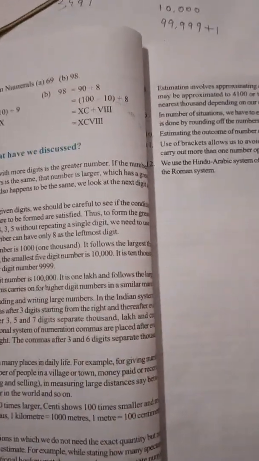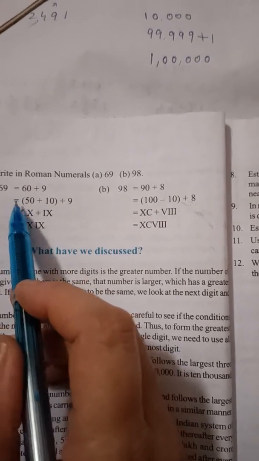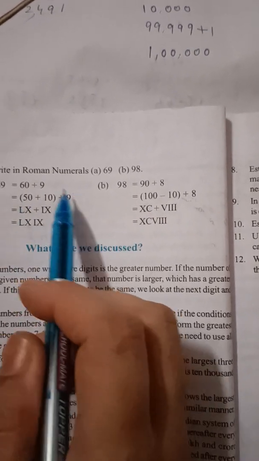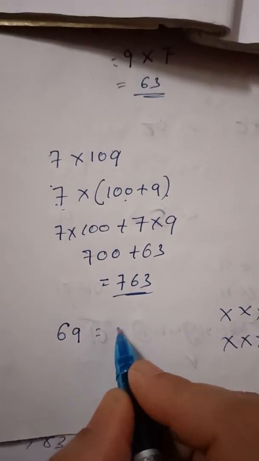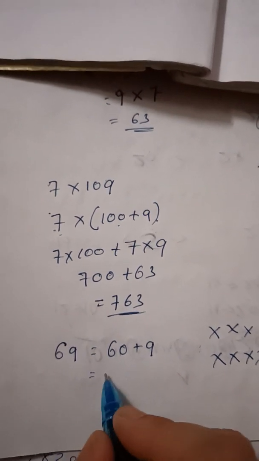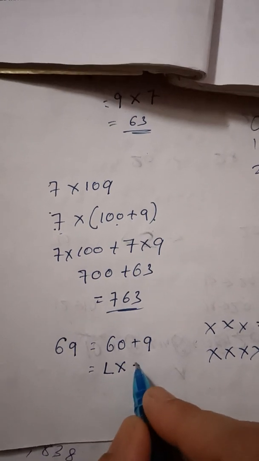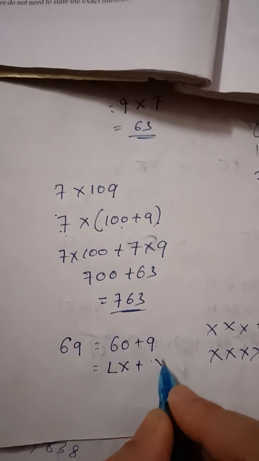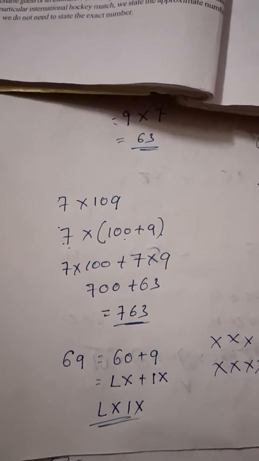So this is the exercise now. Write the Roman numerals for 69. Okay, we'll expand it and write. How to write 69? We write it as 60 plus 9. 60 means 50 plus 10 we need to write. 50 is L and X is 10, so that is 60, plus 9. How to write 9? 10 minus 1. So that is the answer for 69.